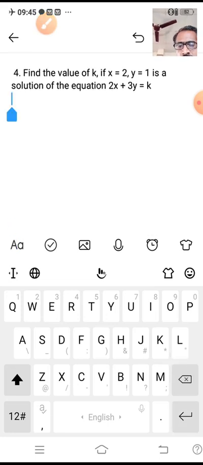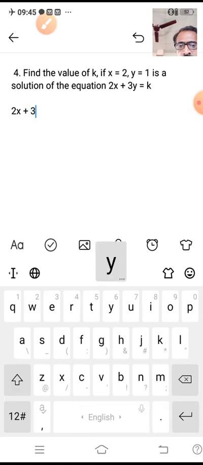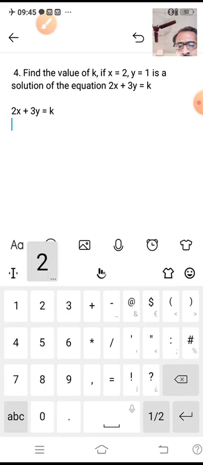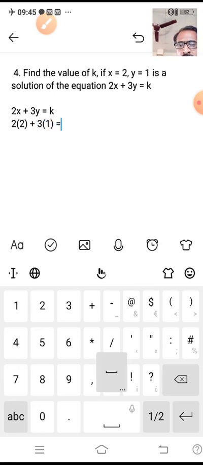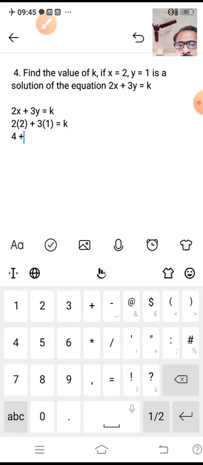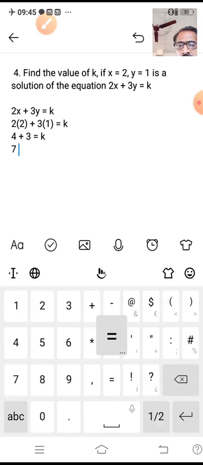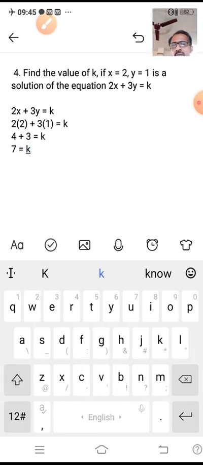Let us simplify. So the equation we have is 2x plus 3y equals k. Now we substitute the values. 2 instead of x, plus 3, instead of y we substitute 1, equals k as it is. So 2 twos are 4 plus 3 ones are 3 equals k. So 4 plus 3 is 7 equals k. So here we have the value of k as 7.